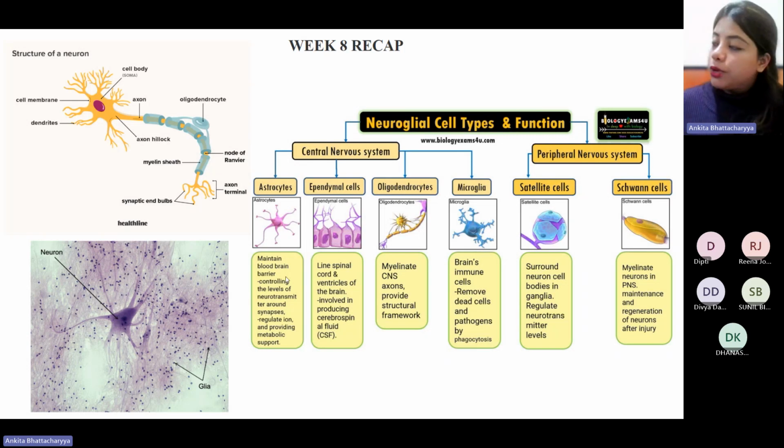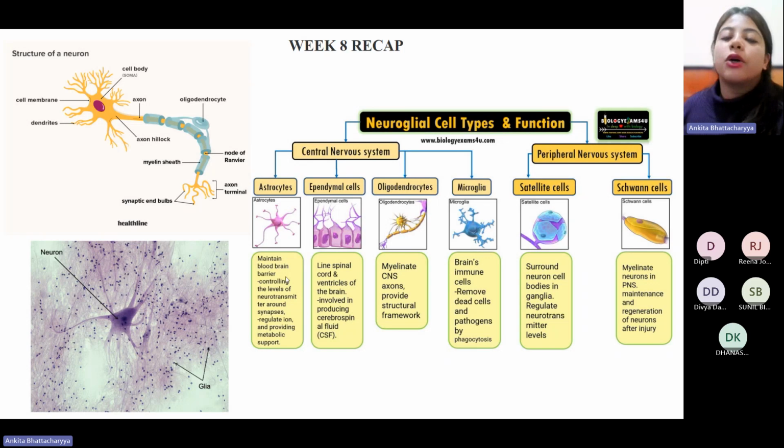And finally, when we come to the PNS or the peripheral nervous system, that is majorly composed of two other types. One is the satellite cell, and the second are Schwann cells. Satellite cells surround the neuronal cell bodies within the ganglia, and they regulate the levels of neurotransmitters, whereas the Schwann cells are responsible for myelinating neurons in the peripheral nervous system.